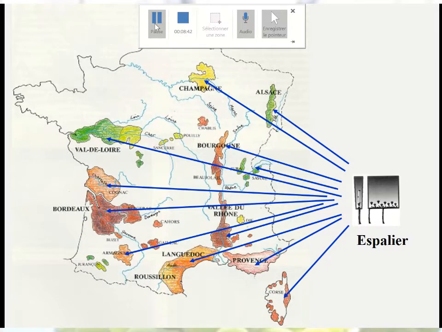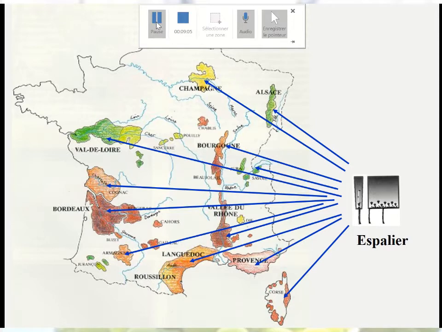So, where to find Espalier or VSP in France? A bit everywhere: Champagne, Val de Loire, Burgundy, Bordeaux, etc. This training system has been adopted because of mechanization, mainly because of mechanization. Then the question of number of vines per hectare, density of plantation, it's another topic.